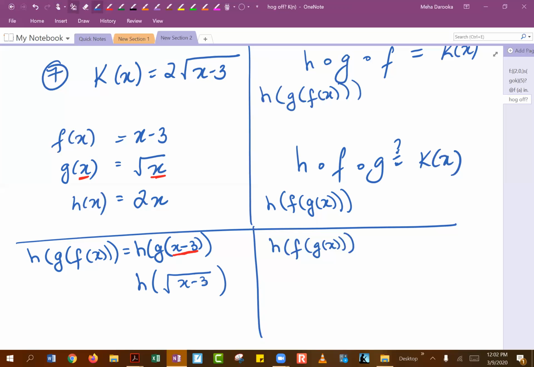So we start with f as the inside function, which was x minus 3. F is going inside of g, which means you are taking this value and replacing it inside of the g function. So instead of x inside the square root, replace it with square root of x minus 3.